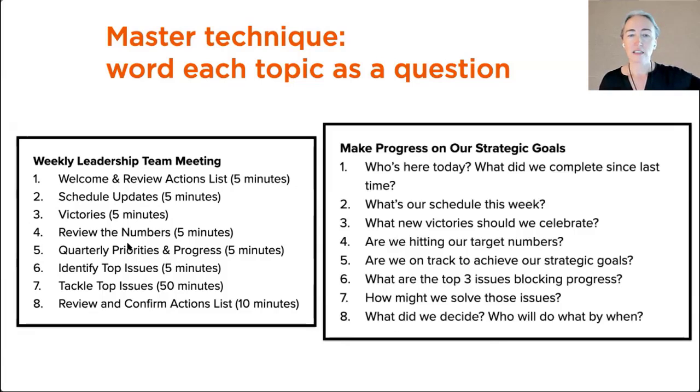When I have asked number 4, review the numbers, and I've given it 5 minutes, the only thing that keeps that to 5 minutes is that I set a timer. Because as we're looking at the scorecard, as we're looking at the numbers, we can get into all kinds of rat hole conversations about that. That can go on and on. However, when I name it as a question, are we hitting our target numbers? That is a yes, no question. And that is all I'm looking for in that agenda item. I am looking for yes, no. If it's no, then we need to have a conversation, in which case it will come down here. What are the top 3 issues blocking us?